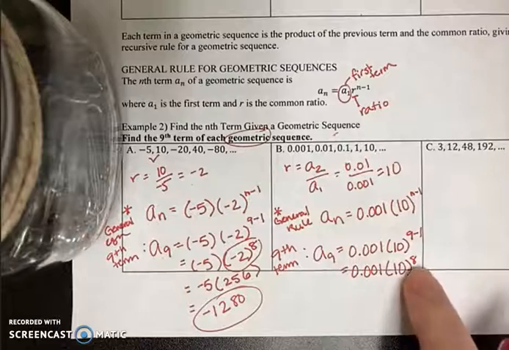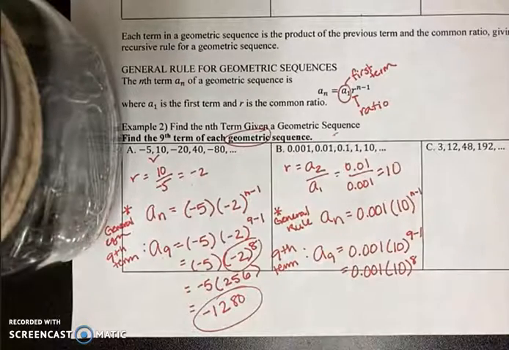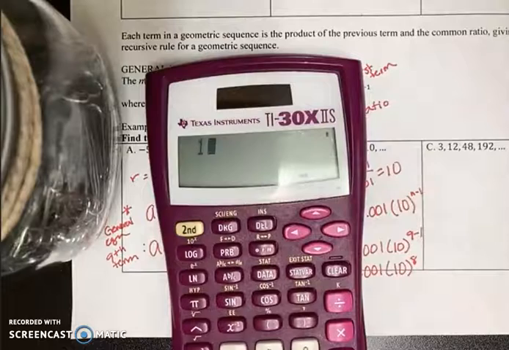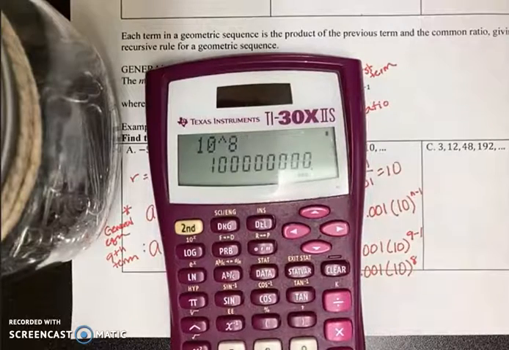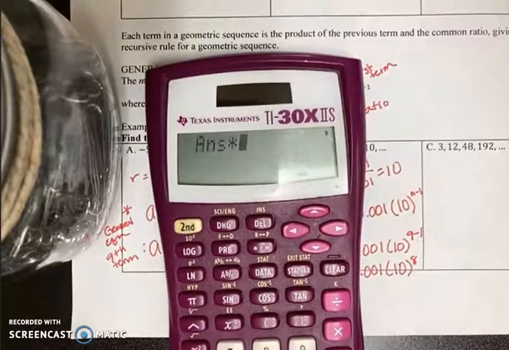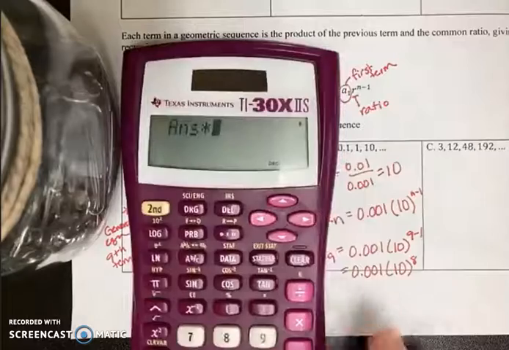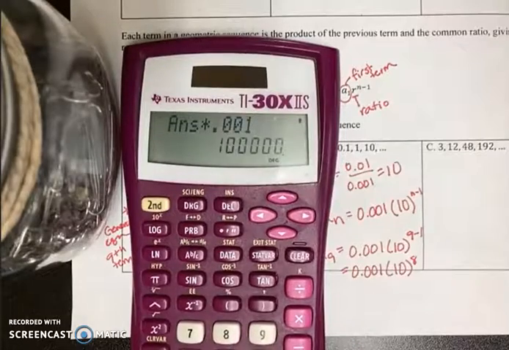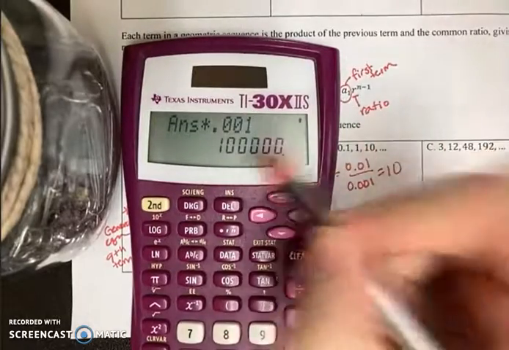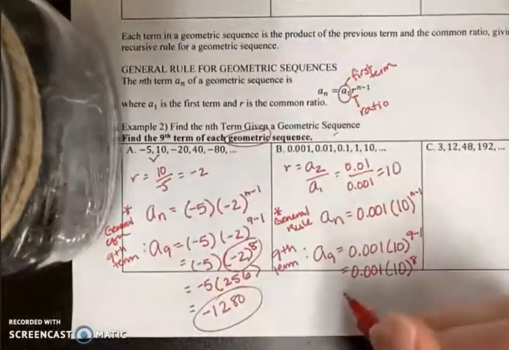Remember, the 8th power only belongs to the 10, so I'm going to plug that in my calculator. 10 to the power of 8 is a really big number. I'm going to multiply that really big number by 0.001. So my final answer is 100,000.